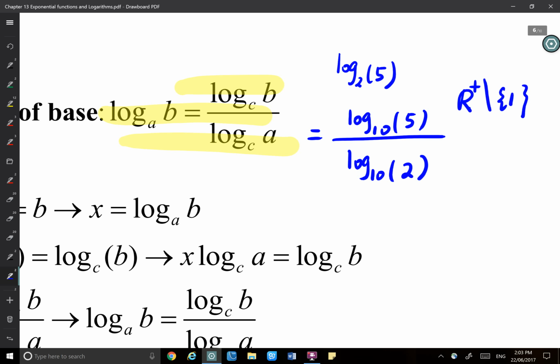That's change of base. I'll give you a suggestion: in some questions, if you don't know what to do with a log, just try to do change of base. You may find your answer.